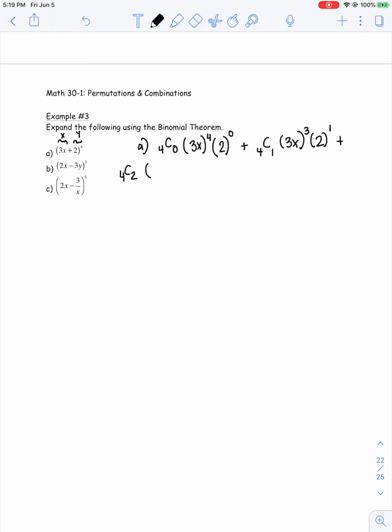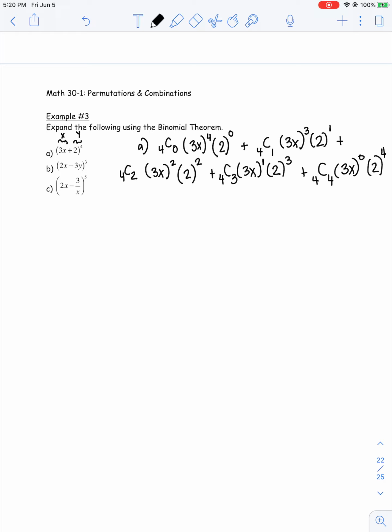4 choose 2 will be then 3x to the power of 2. So as you can see, it went 4, 3, 2 for your powers. And then for your y, it's going to be 2 to the power of 2 as well. Then we have 4 choose 3, 3x to the power of 1, and then 2 to the power of 3. Plus, our final term is 4 choose 4, where now 3x is to the power of 0, and 2, which is your y, is to the power of 4. And that's when we've completed this.